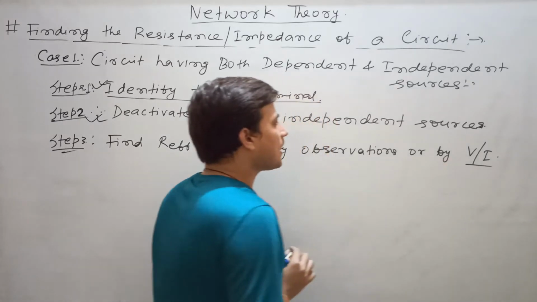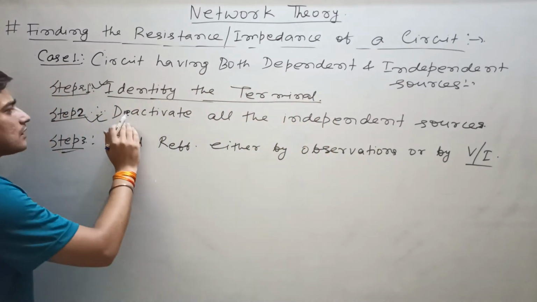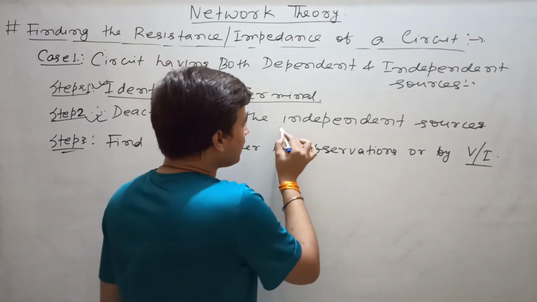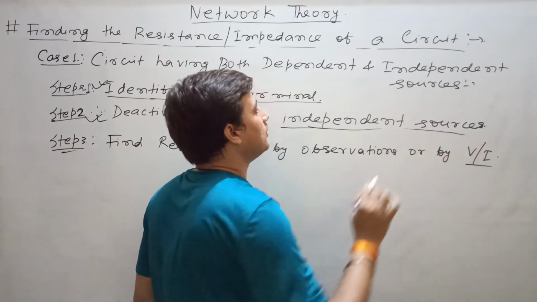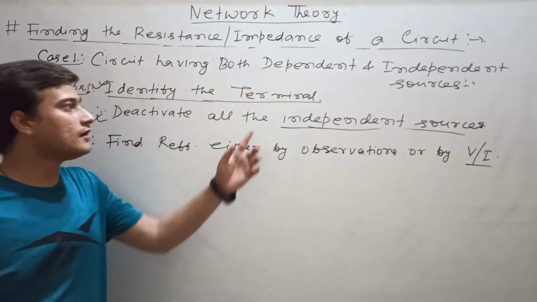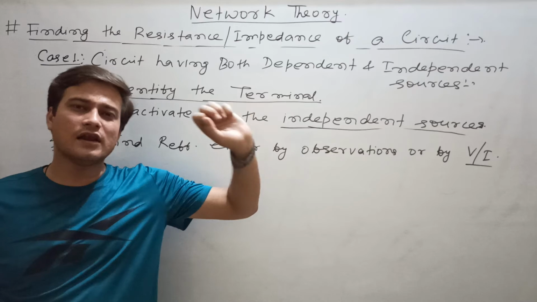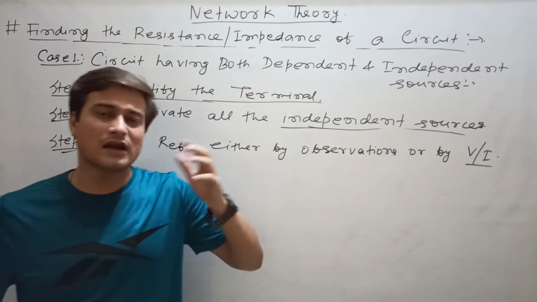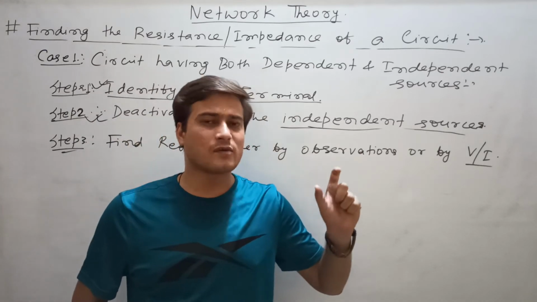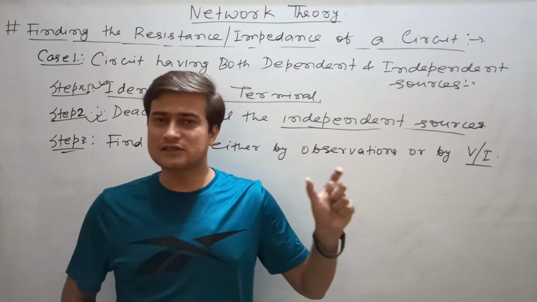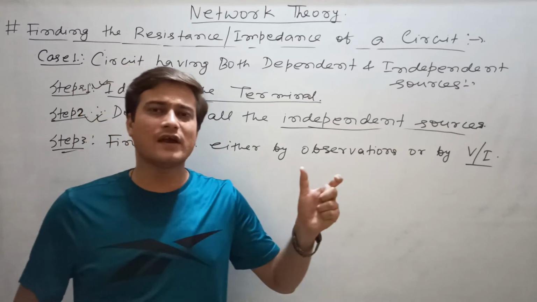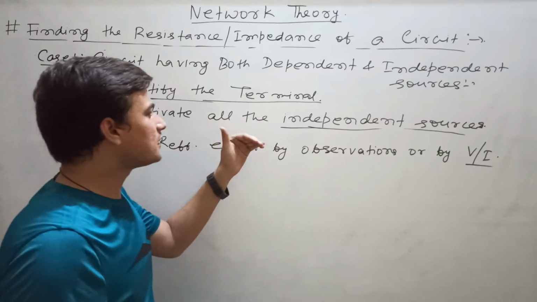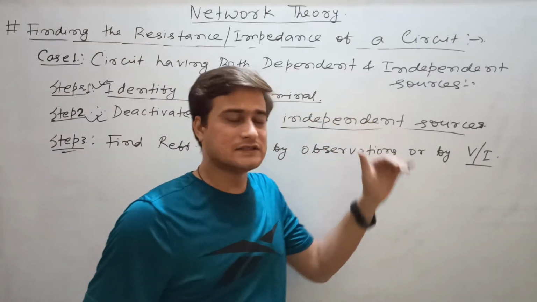Second step, they have given that deactivate all the independent sources. Here you see, you have to deactivate independent sources only. You are not going to deactivate dependent source, and you can never deactivate any dependent source in the circuit. In dependent source only the source transformation is possible, but you cannot deactivate a dependent source. So dependent sources will remain in the circuit.